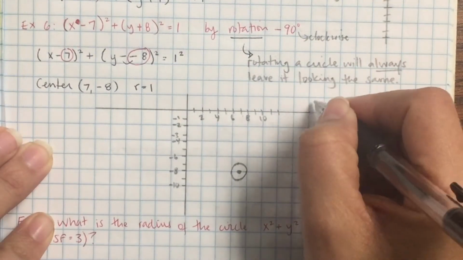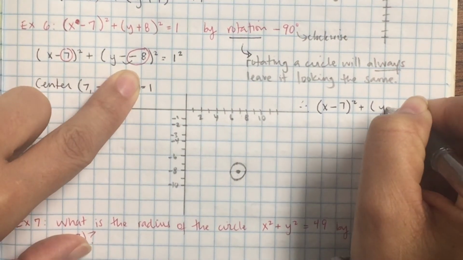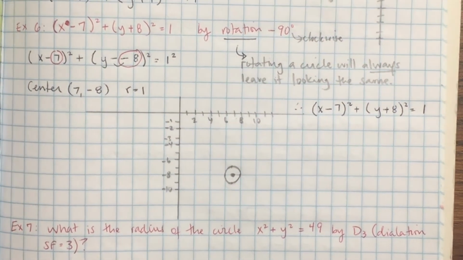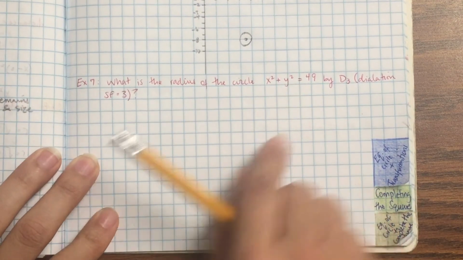So to rewrite my new equation, it goes x minus h, which is 7, squared, plus y minus k, which is negative 8, squared, equals 1. And the two negatives make a positive. That's why it's positive 8. Alright, let's do one more question.